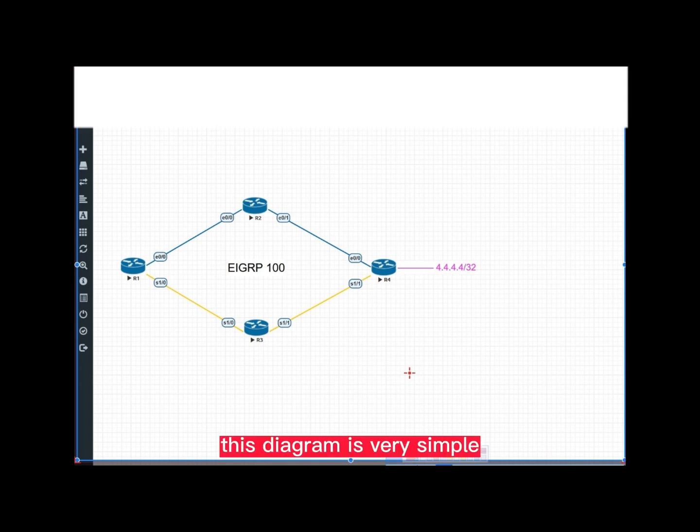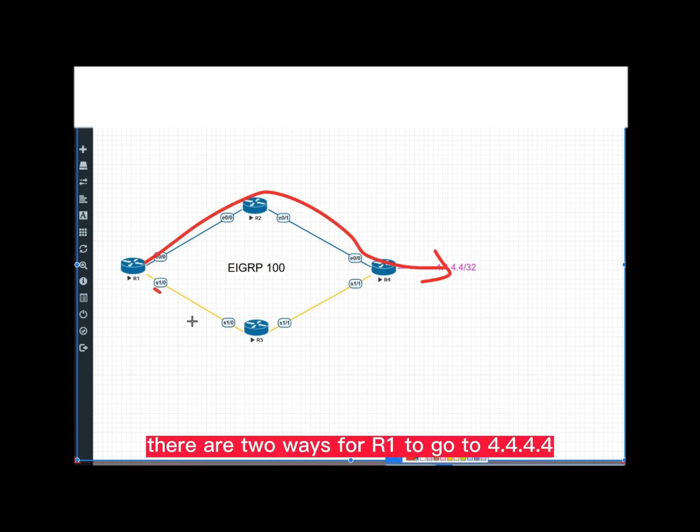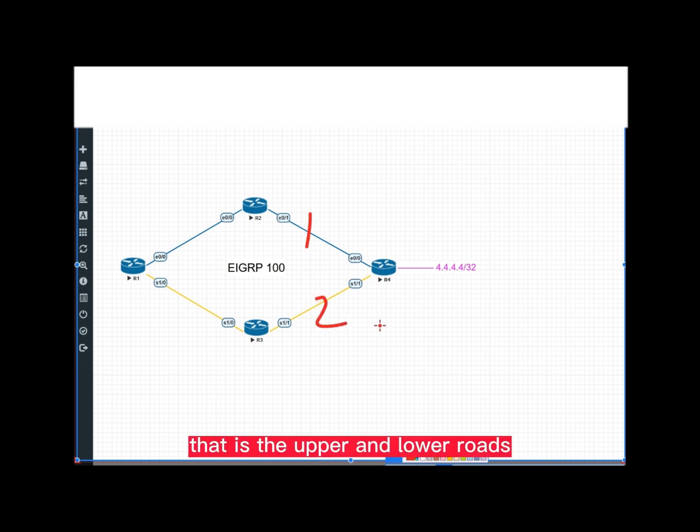This diagram is very simple. There is a loopback port on R4. The address is 4.4.4.4. Theoretically, there are two ways for R1 to go to 4.4.4.4, that is, the upper and lower roads. But please be careful. We're talking about two ways to get to this address, but not necessarily will these two paths appear in the topology table. This is different from what everyone thinks.